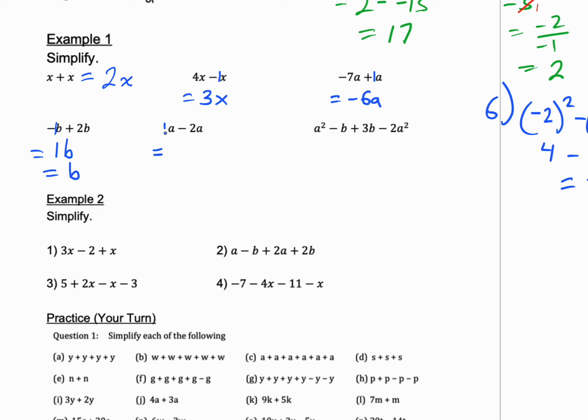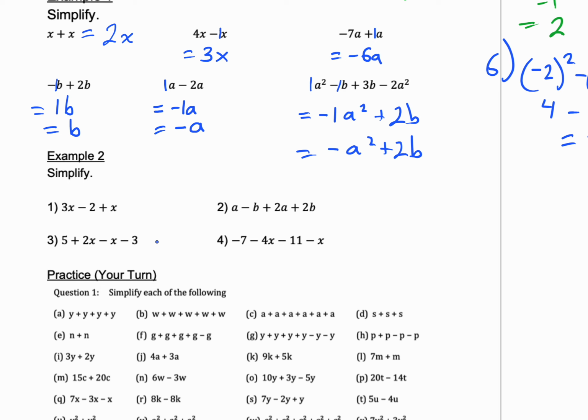Okay, and here we have 1a minus 2a is negative 1a. Just do 1 minus 2 is negative 1, or you can write it as negative a. It means the same thing. And the last one, we got some exponents. So if they're both a squared, we can add those together. That's 1 minus 2 is negative 1 a squared. This is negative 1b, and 3b is 2b. And we don't need to write the ones, so we can write it just like that. Okay? So that's how that works.